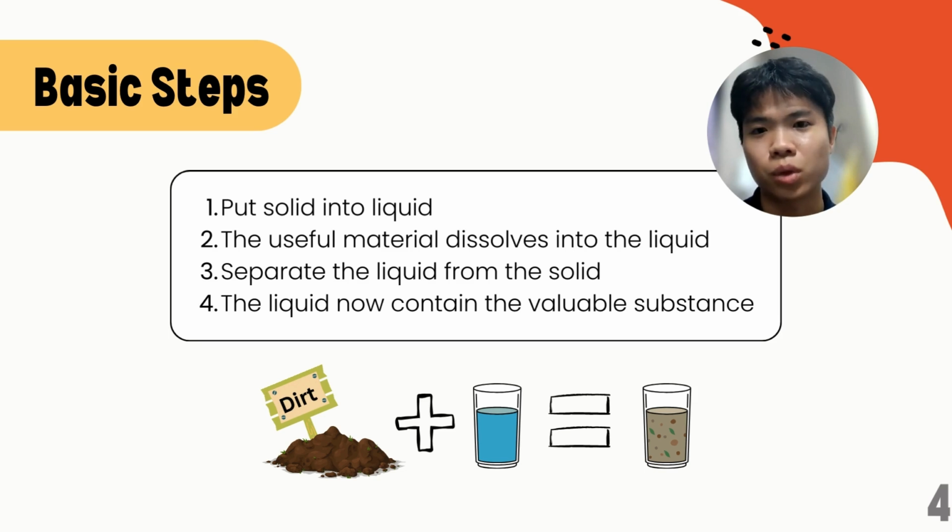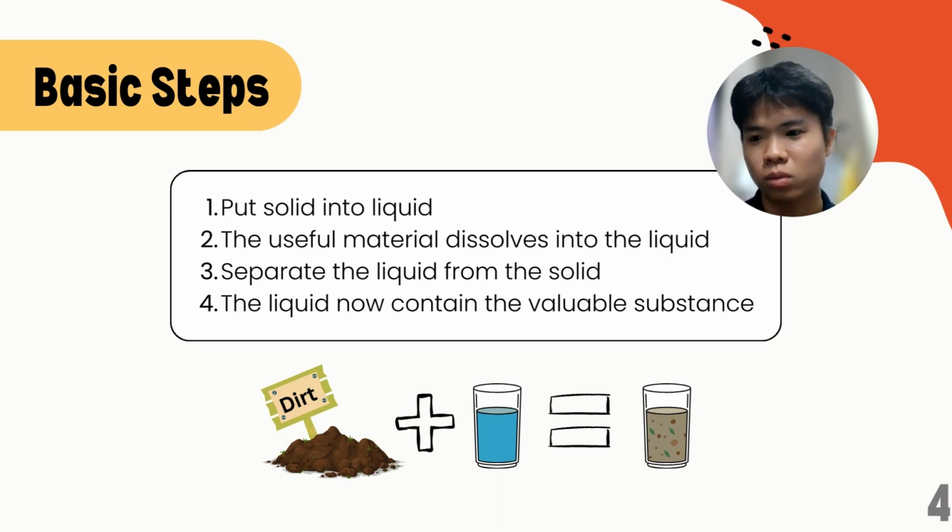So the first step is put solid into the liquid, and when the solid is put into the liquid, the useful material will dissolve into the liquid. So we can separate the liquid from the solid, and the liquid now contains the valuable substance that we want. So this is the washing step to remove the things that we want.